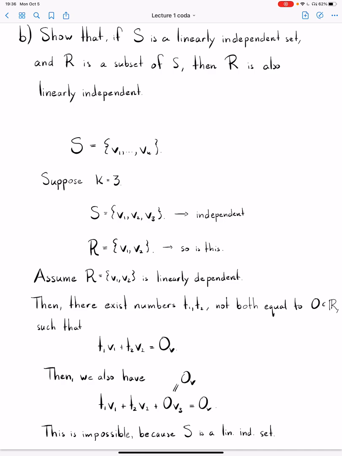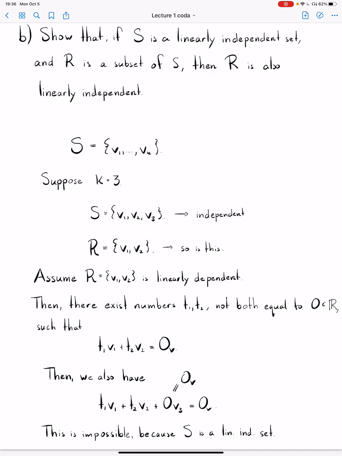It must be false, right? So therefore, I can conclude that R is in fact linearly independent, because if it were the case that R was linearly dependent, this would lead to a fallacy. All right. So that is a nice example of proof by contradiction.